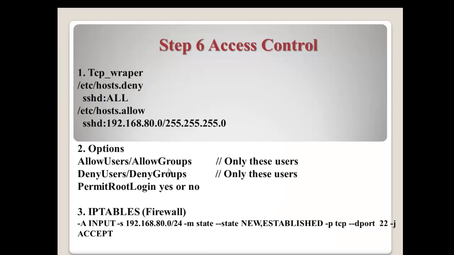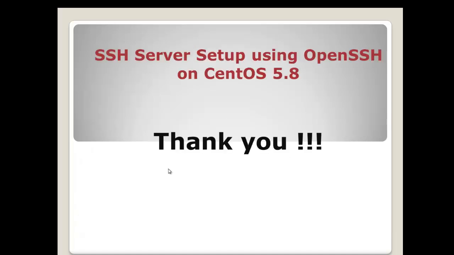Okay, I finished step 6. So far, I explained how to set up an SSH server using OpenSSH. In part 1, I explained the SSH server configuration, startup and authentication. In video 2, I explained about SSH port forwarding, the client system, X11 forwarding and access control.